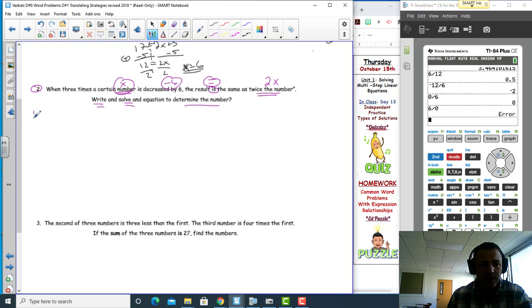Write and solve it. Let, not a lot going on here, not super important yet, but it will be, x equal the missing number. Kind of boring to have to write that now, but we will eventually be writing more. So our expression that describes our missing amount is simply x. And our equation is going to suggest that 3x less 6 is equal to 2x.